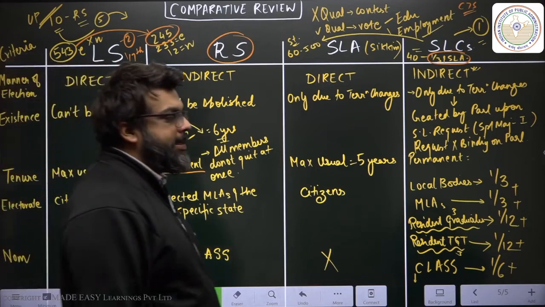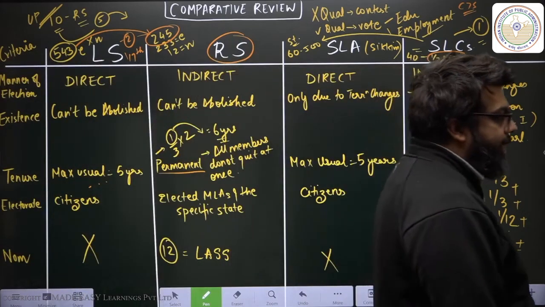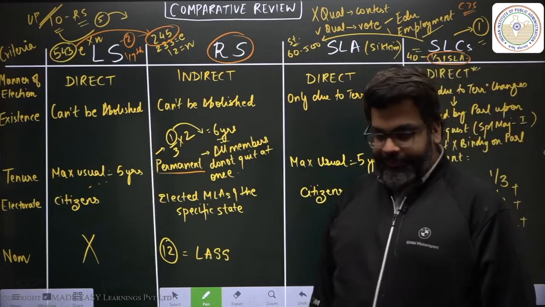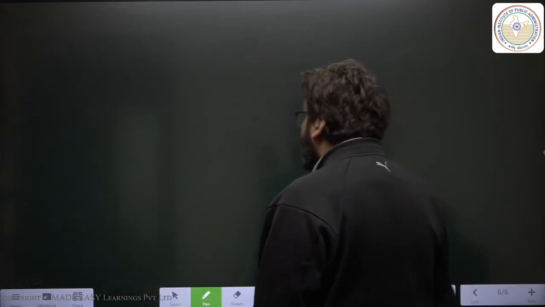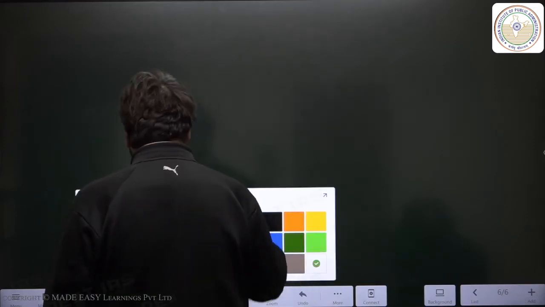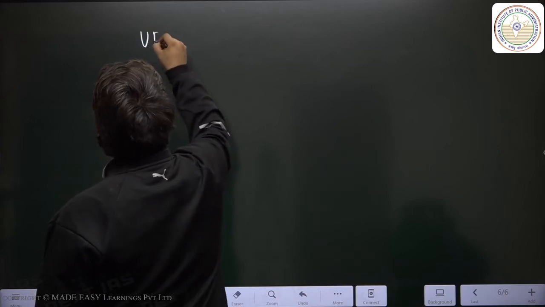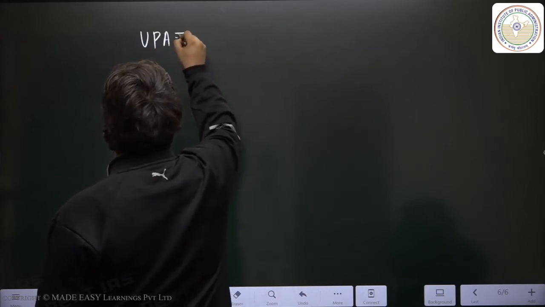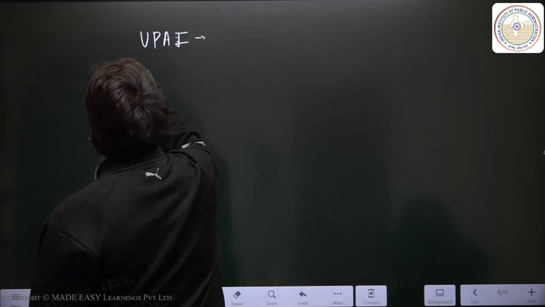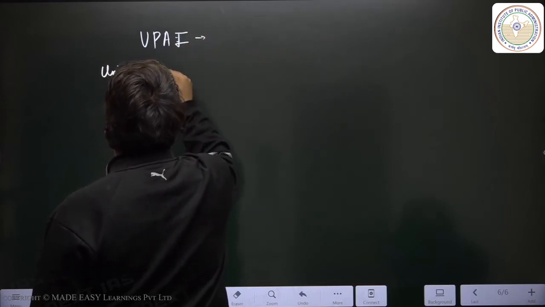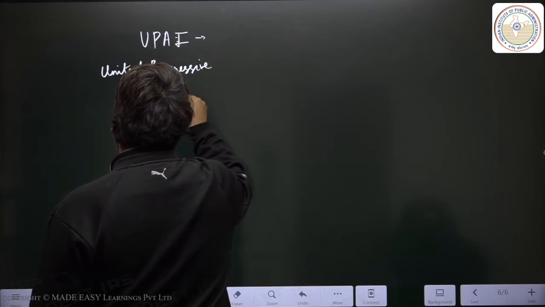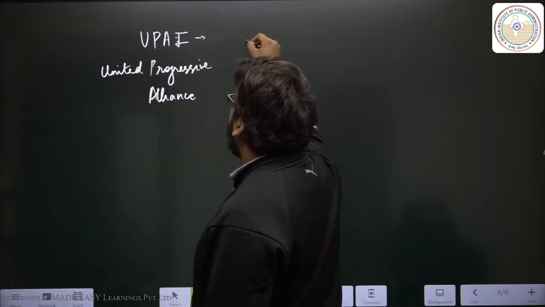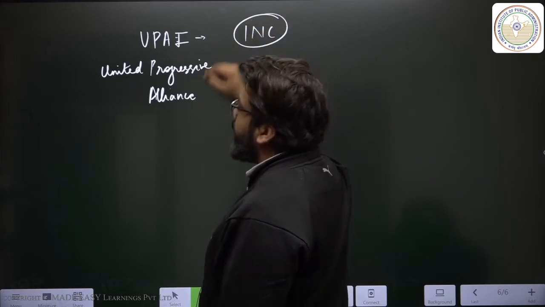I'll walk you through a very interesting story. See, UPA was the name of the alliance, UPA 1, called the United Progressive Alliance, and it was headed by a party called the Indian National Congress.